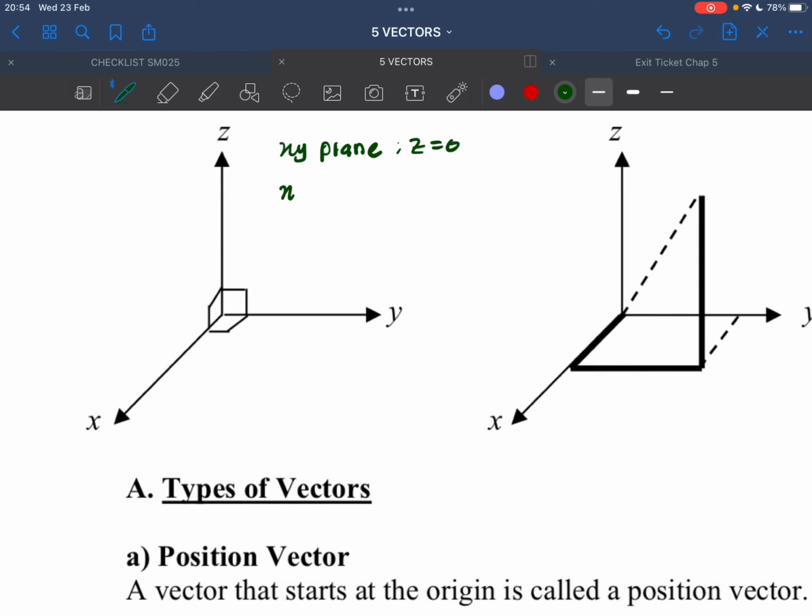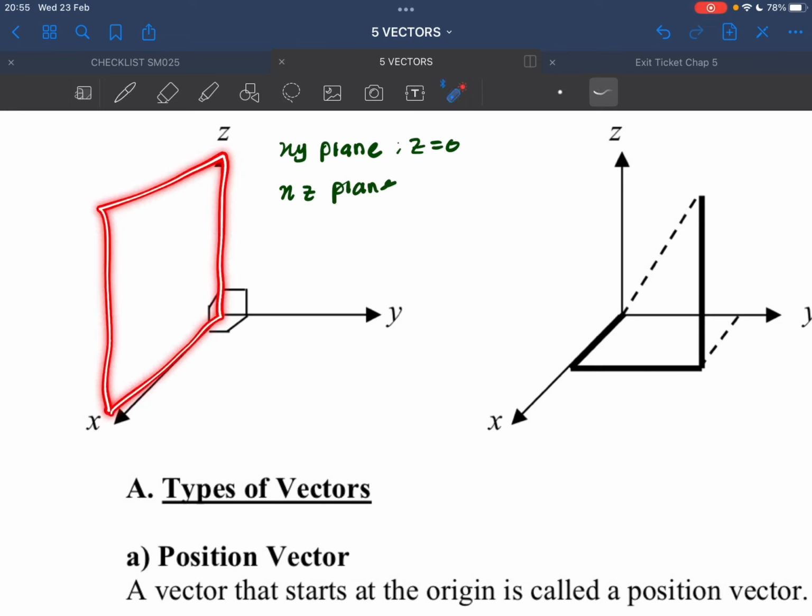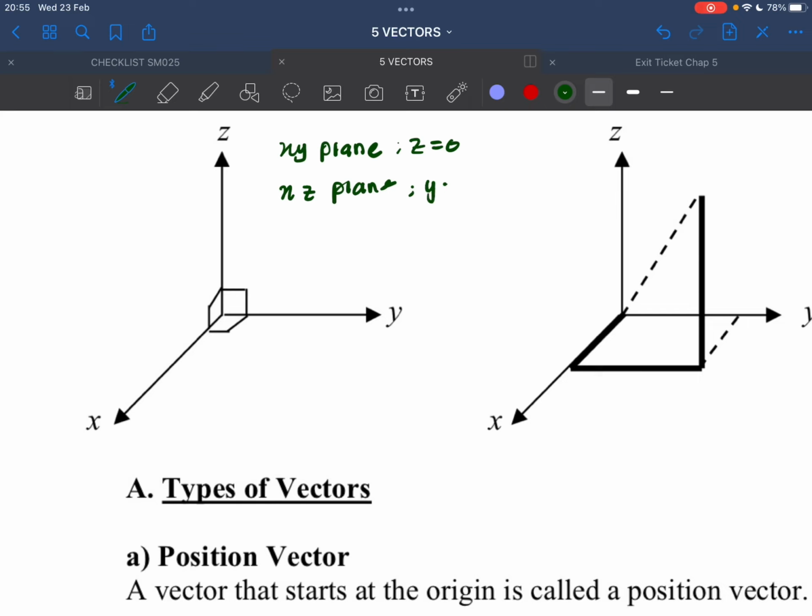Let's say if we have x, z plane. We take axis x, z. So this is x, z plane, the same thing as y equals to 0. And the yz plane is when x is equals to 0. Okay, so this is very basic.